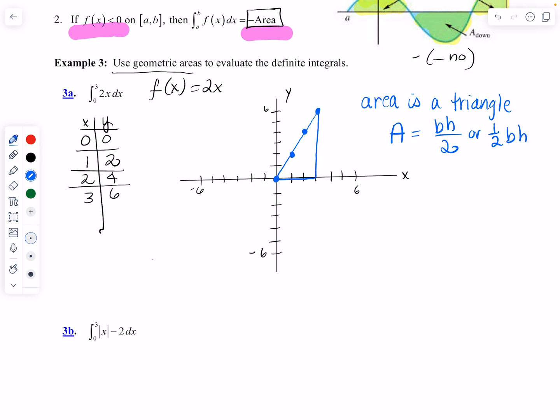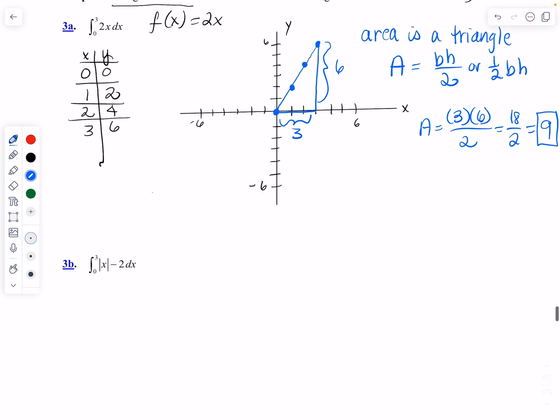Okay, so the base of this triangle is 3 units long. So it's 0 to 3. The height is how tall it is, so we can see it goes up to 6. Okay, so area equals base, which is 3, times height, which is 6, divided by 2. So 18 divided by 2 gives me 9. So the area of this is 9. Okay, so that wasn't too bad.